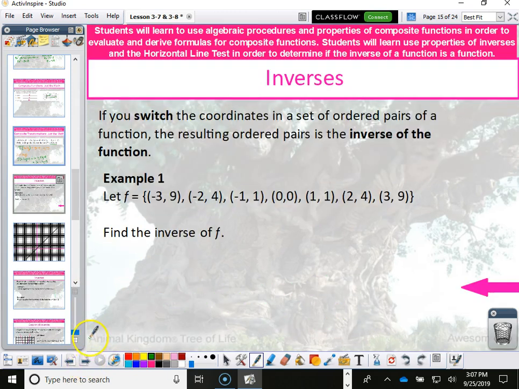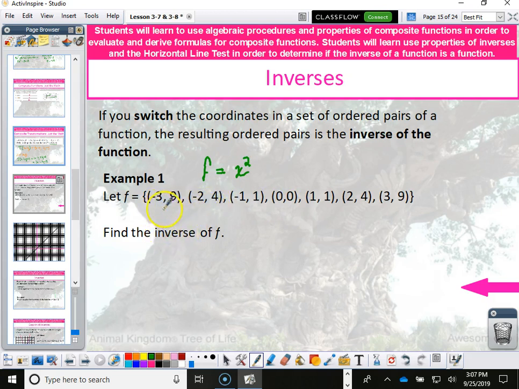Now we're going to talk about our inverses. Inverses are when you switch the coordinates in a set of ordered pairs. The resulting coordinates are the inverse. So this is xy, xy, xy, and so on. This happens to be a parabola, right? Surely you recognize that this is y equals x squared, or f of x equals x squared for those numbers. So there's our x, we square it. There's our x, we square it.